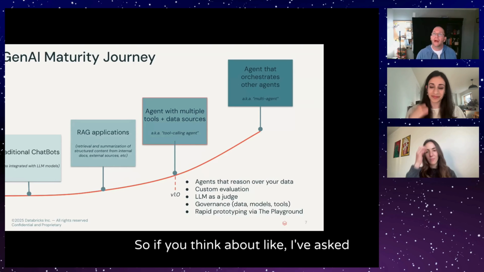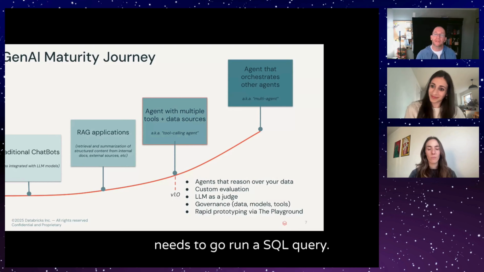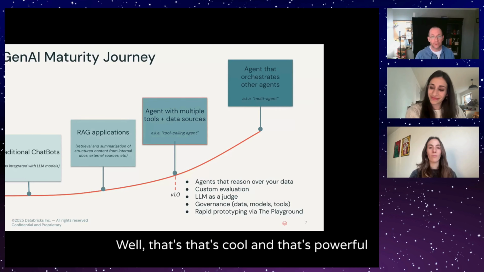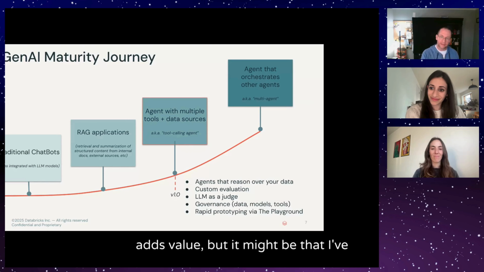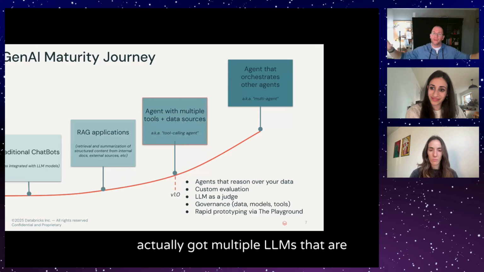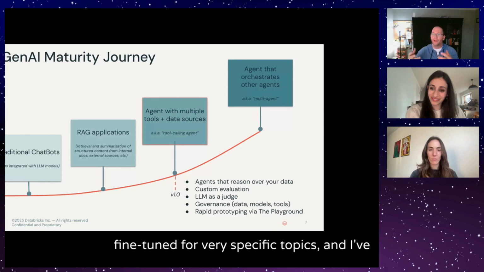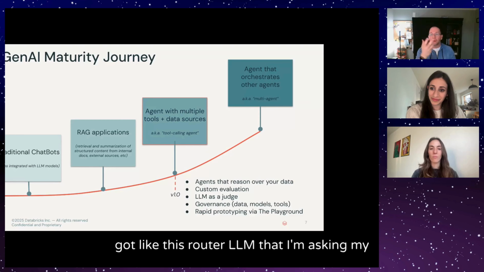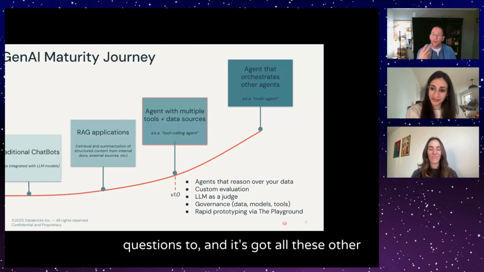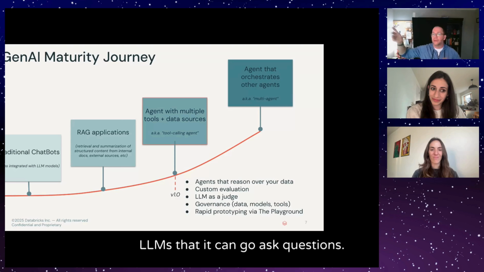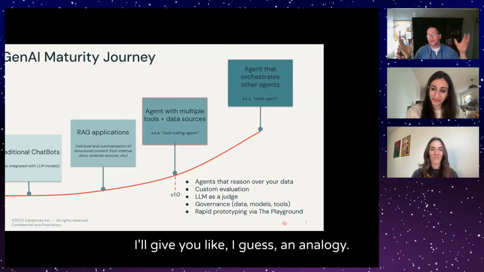If you think about it, I've asked a question to an LLM and it decides it needs to go run a SQL query, well, that's cool and that's powerful and that adds value. But it might be that I've actually got multiple LLMs that are fine-tuned for very specific topics. And I've got this router LLM that I'm asking my questions to, and it's got all these other LLMs that it can go ask questions. I'll give you an analogy.